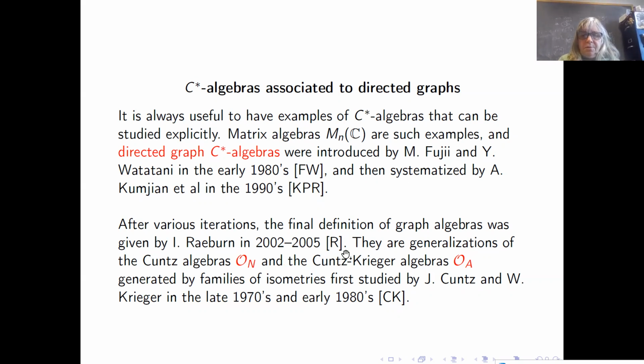Right, so they generalized the Cuntz algebras of the late 1970s. They have these O_N for every N. They're the Cuntz-Krieger algebras, O_A, first studied by Cuntz and Krieger, that generalized Cuntz algebras. And then there are their matrix algebras. Well, all of them can be constructed as graph C-star algebras.